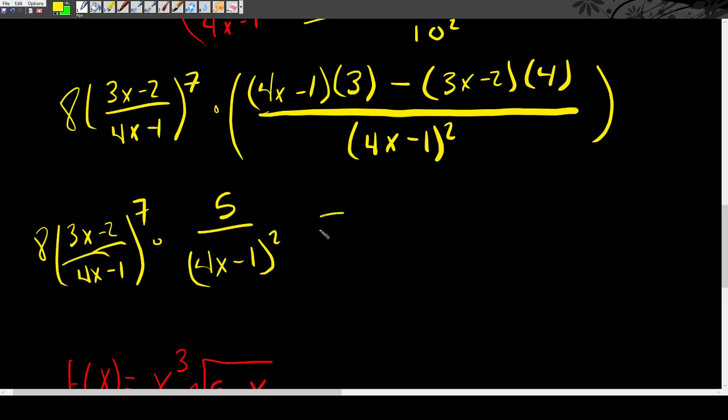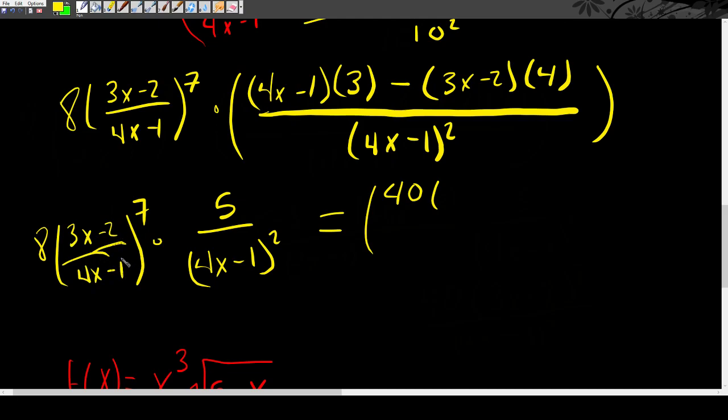However, there is another thing that you can do that's maybe not obvious at first, but it's just algebra. Since this isn't in a square or a square root, or on the bottom, you can just multiply this and the 8, so you get 40, and then you should be able to see that the 7 exponent applies to just the top and the bottom. It's just 3x minus 2 to the 7th over 4x minus 1 to the 7th.